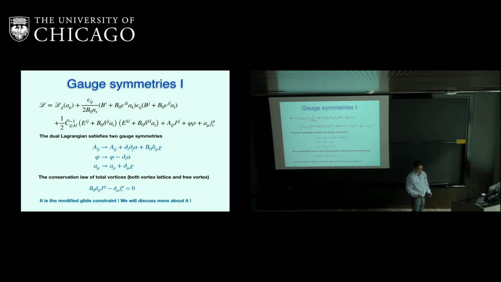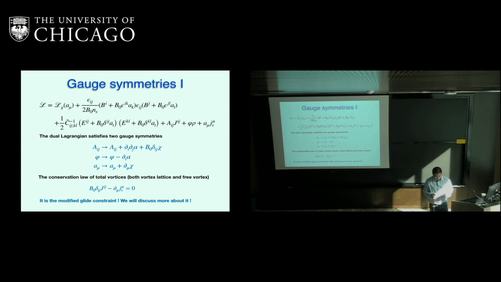I'm sorry, I'm a bit lost. What are we trying to do? What are we aiming for? So we have the theory of elasticity. I want to dualize this and study the physics of elasticity in the dual theory.